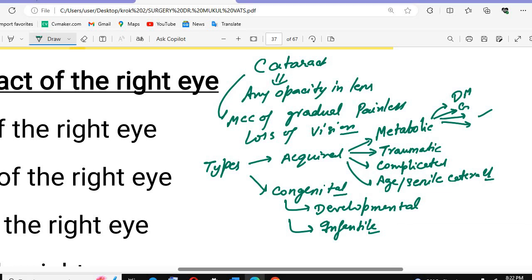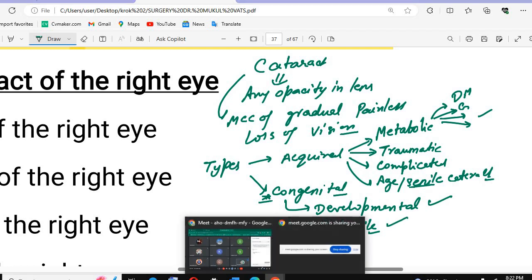Then we have the traumatic cataract, the complicated cataract, and the age-related senile cataract. Then if we talk about the congenital, we have the developmental, and the second one is the infantile cataract.